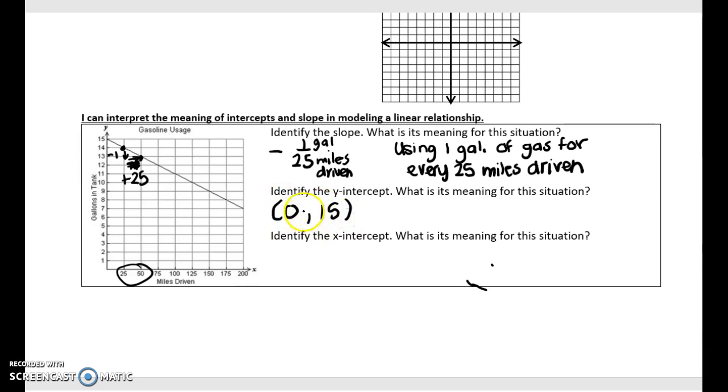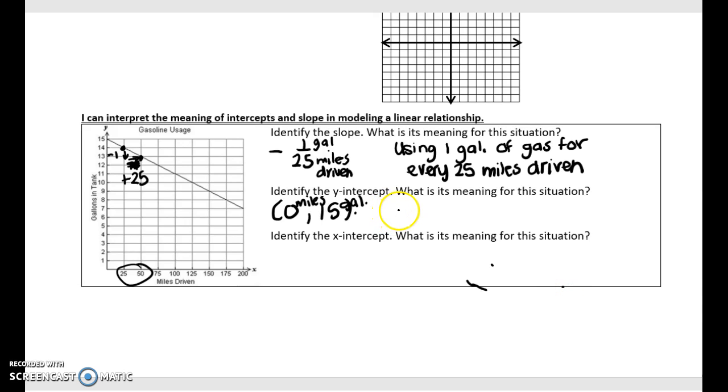Same idea. If you're looking at interpreting this, put in your units. The x are miles driven, the y is the gallons of gas in the tank. So for 0 miles, you have 15 gallons of gas in the tank.